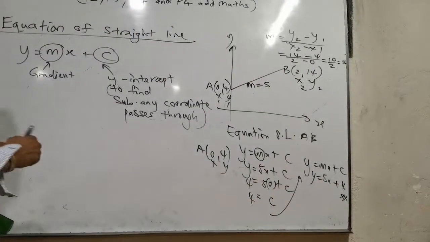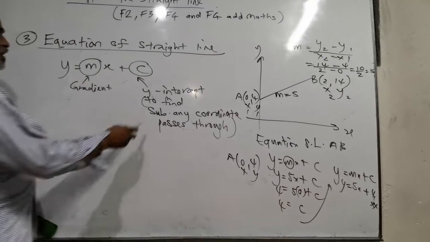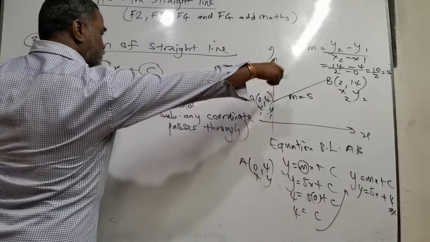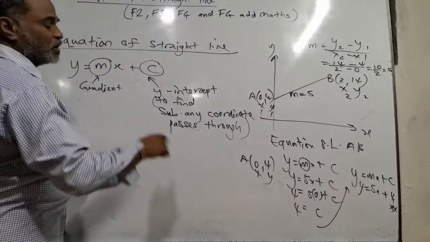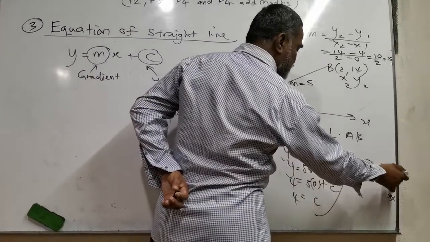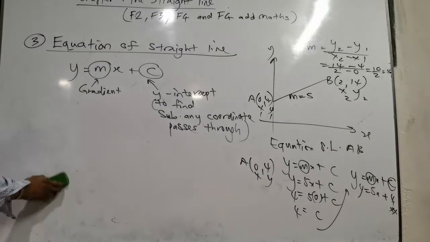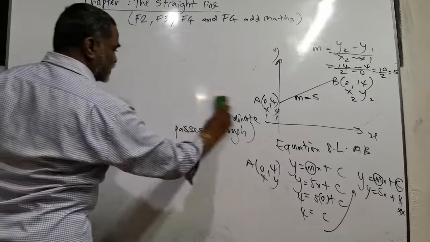So very simple, students. Every time you need to find m, it is the gradient, you know how to find the gradient, and c is the y-intercept. Straight away you can substitute 4, or you substitute any coordinate, either A or B, you get the same answer, c will be 4. So the final answer you write is y equals mx plus c, where m is 5 and c is 4. That's all for equation of straight line. Alright, so I think everybody understands.